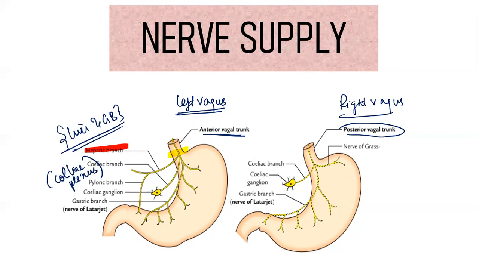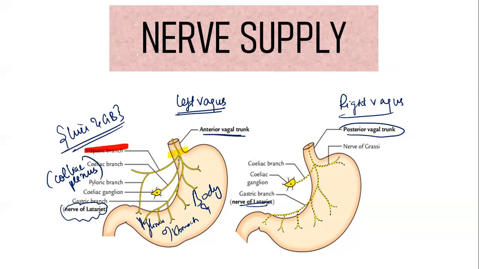If you take the gastric branch, you have got something called the nerve of Latarjet. This is the anterior nerve of Latarjet, and similarly here you have the posterior nerve of Latarjet. The anterior nerve of Latarjet is the one that is going to supply the body and the pylorus of the stomach. So far we were talking about the exterior, right?